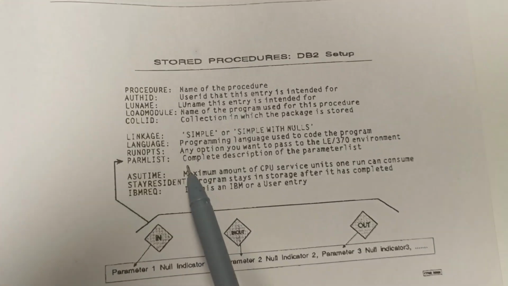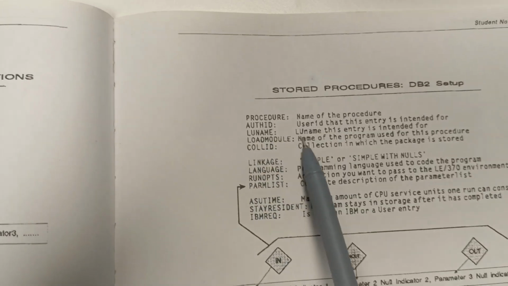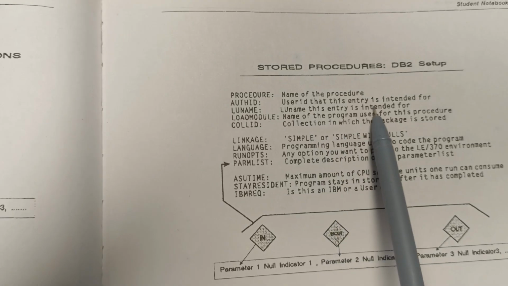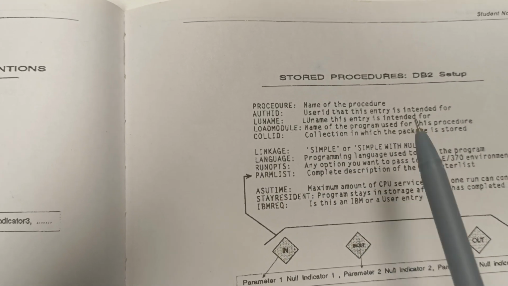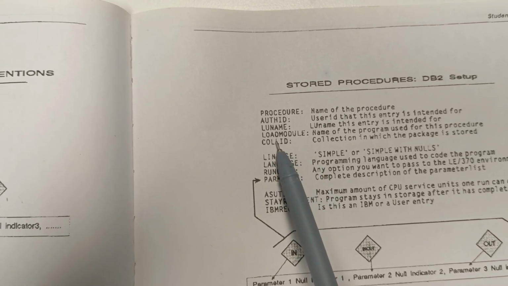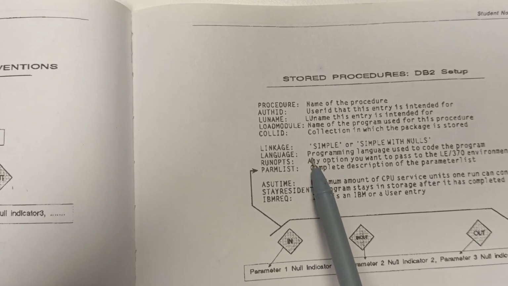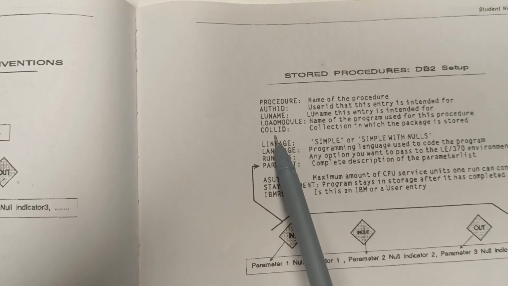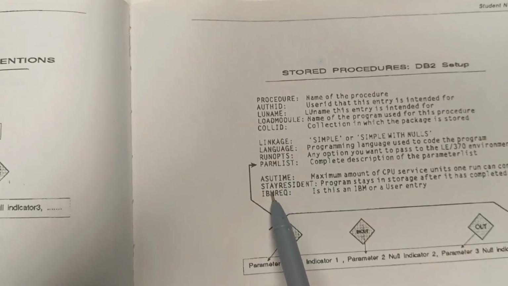And this is a stored procedure. We have to do some setup here for the DB2 stored procedure. This is the procedure name. Authenticated is nothing but the user ID of the entry, and LU name means the logical unit name, whatever entry you are going to use. Generally this DB2 setup is done by the admin or DBA team. And the load module name of the program is used for the collection ID. But while doing the DB2 setup, you need to use these parameter values.